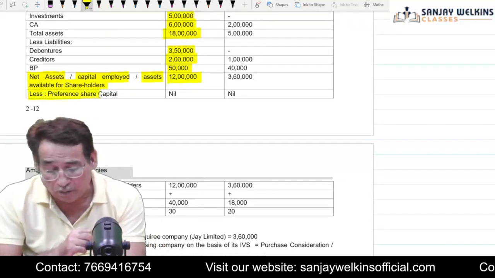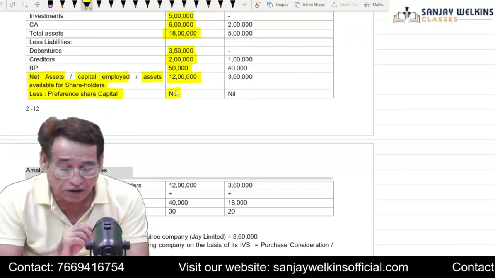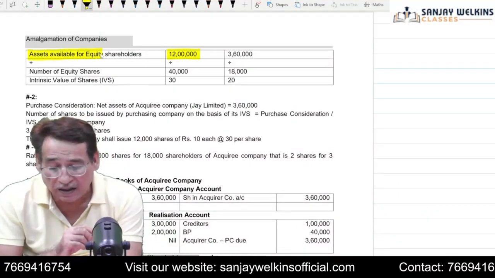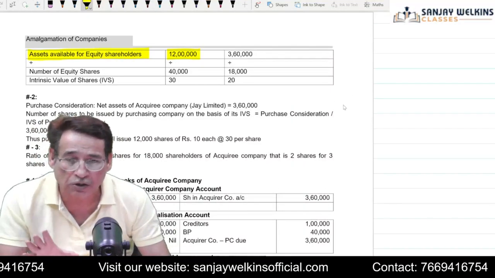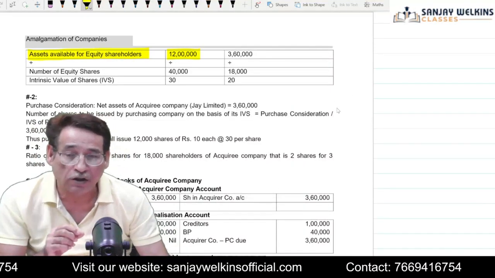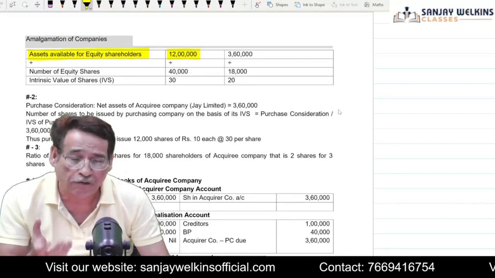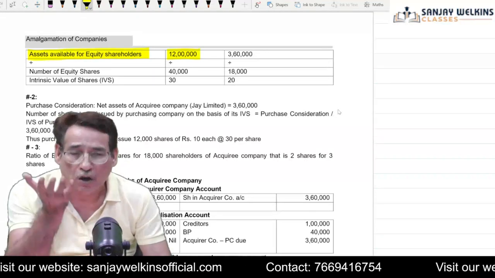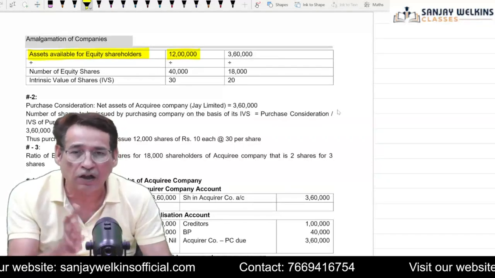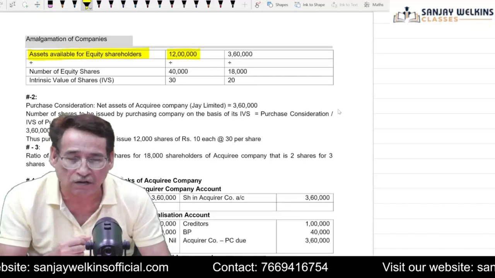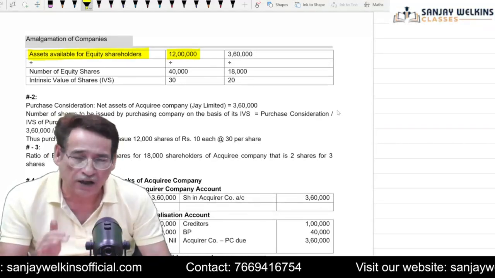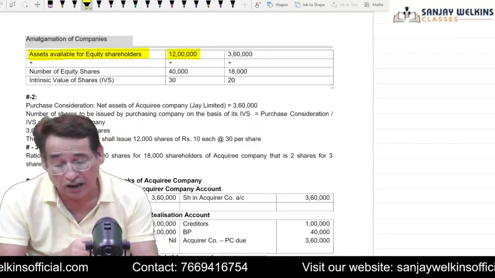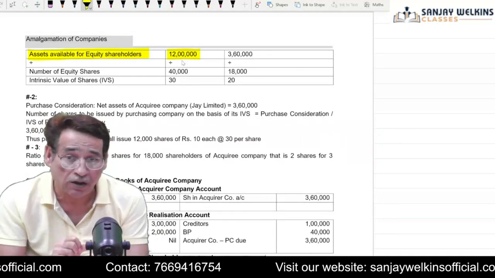In this question, no preference share capital is given. If preference share capital would have been given, I would have subtracted it. Then I would have arrived at assets available for equity shareholders. That means in order to determine the intrinsic value of share, you need to find out assets available for shareholders. For that, what you need to do? You need to first of all collate all the assets. If revised values are given, consider the revised value. Then subtract the liabilities, find out the assets available for shareholders, then subtract preference share capital if it is given in the balance sheet, and you will be left with assets available for equity shareholders.